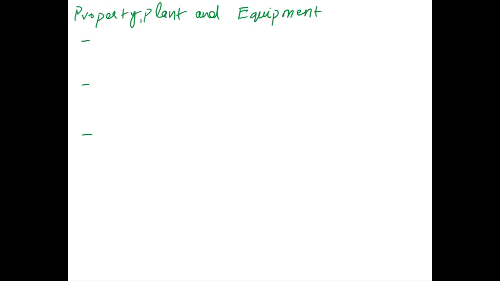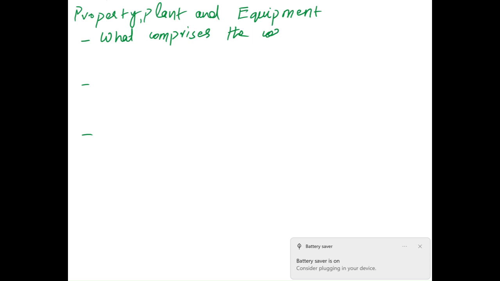The first one is what comprises the cost of an asset.